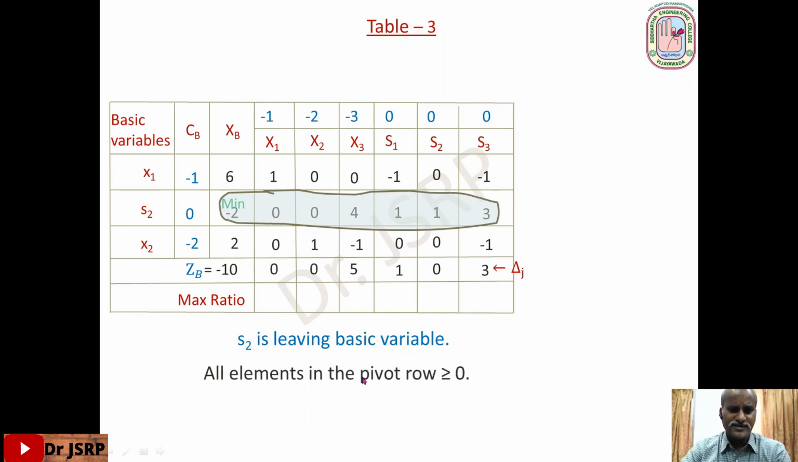All elements in the pivot row are greater than or equal to 0. So we are not able to find the entering basic variable. That means the problem has no feasible solution. That is, the problem has an infeasible solution. So this is the way to identify an infeasible solution to a problem, if one exists.